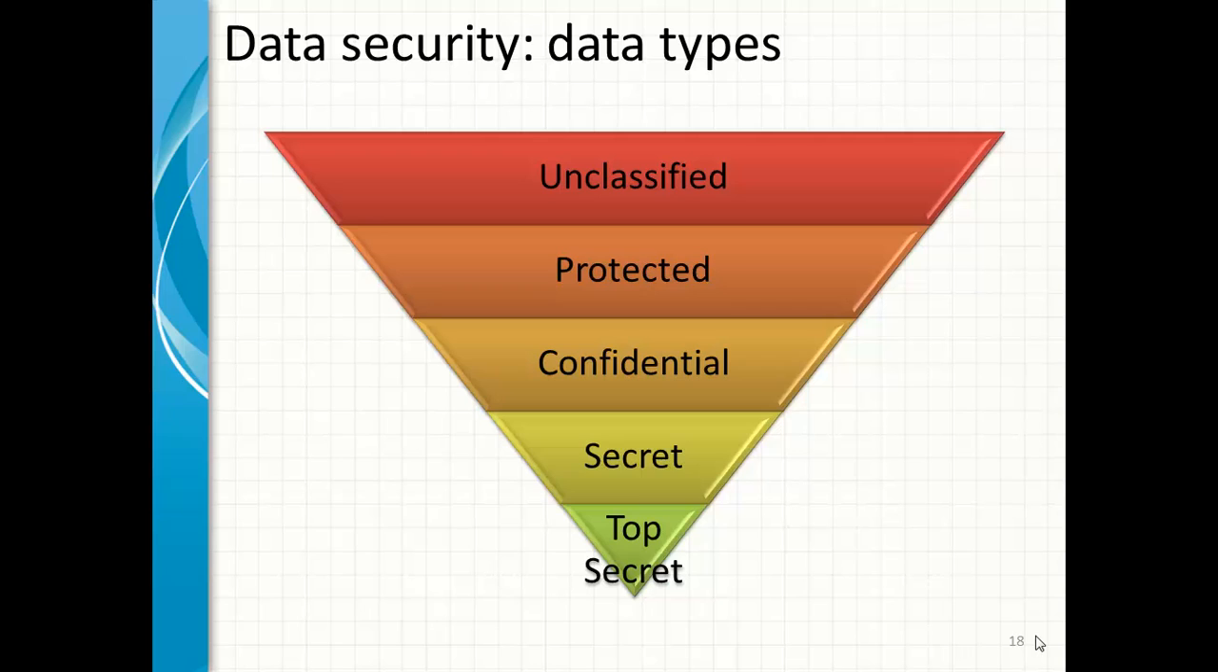I will summarize those five types of data classification as below. Unclassified data is public information. Protected data is information that could potentially damage the members of an organization. An example would be employees' information, like address, date of birth, and so on.